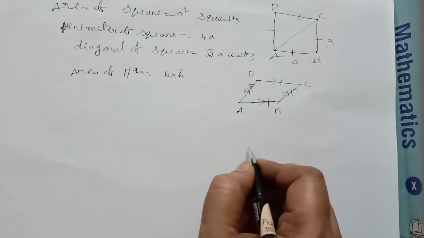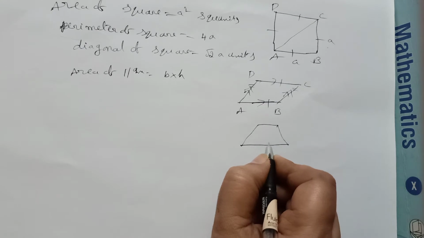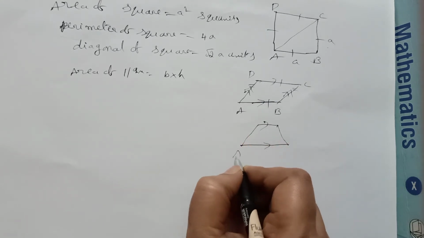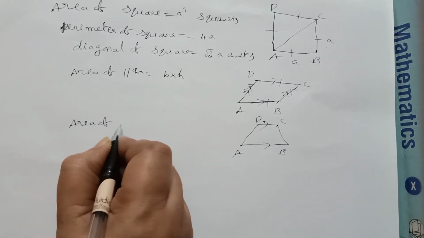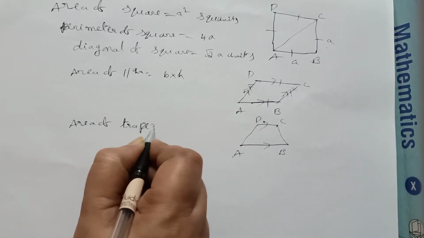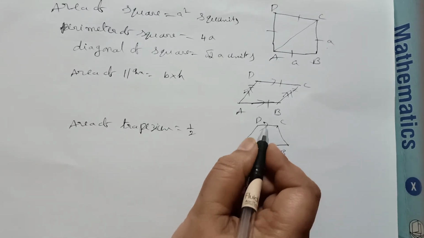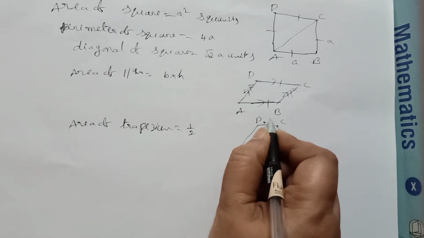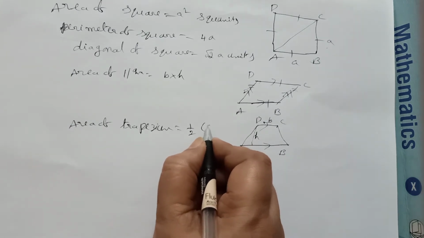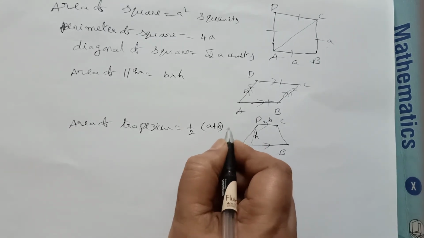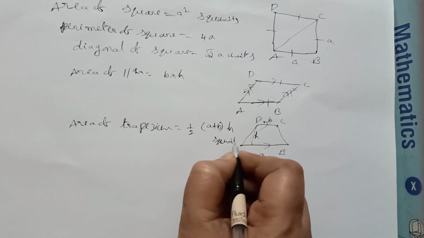Now if you consider a trapezium, a trapezium is a quadrilateral in which one pair of opposite sides are parallel. So area of trapezium is equal to half into sum of parallel sides. Suppose this is a units, this is b units, and this is the height of the trapezium. Half into sum of the parallel sides, that is a plus b, into height, square units.